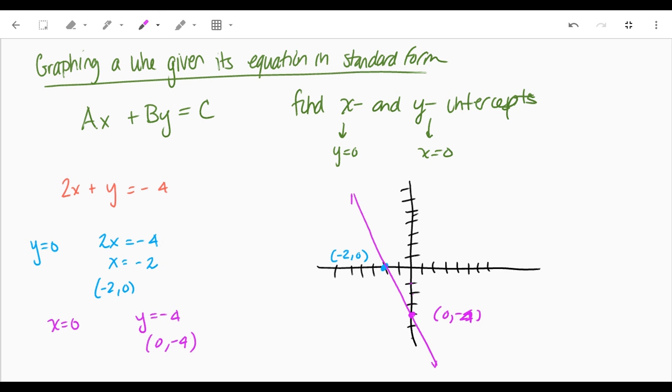Okay. All right, moving right along. Graphing a vertical or horizontal line.